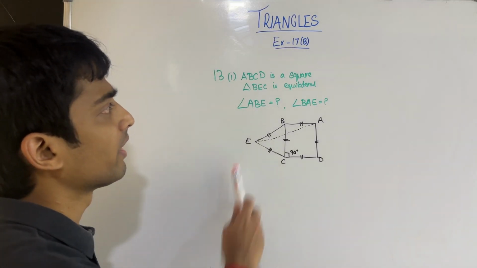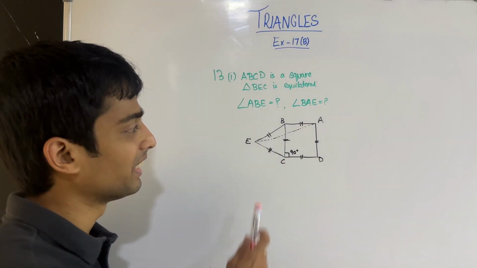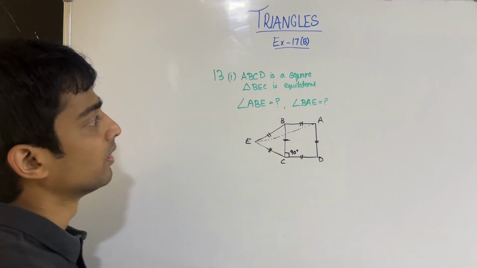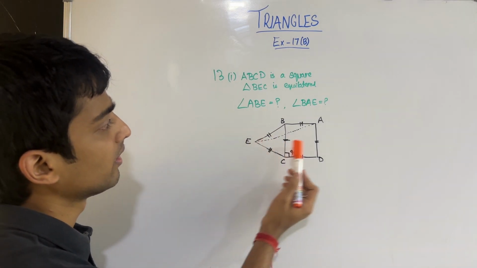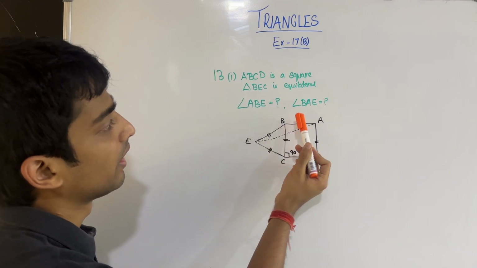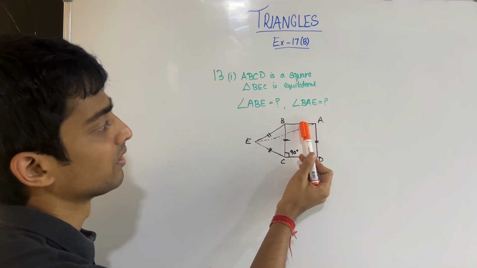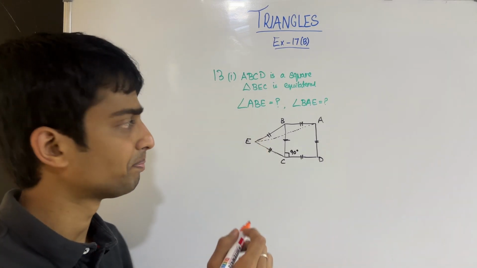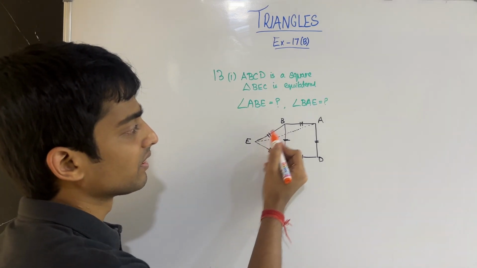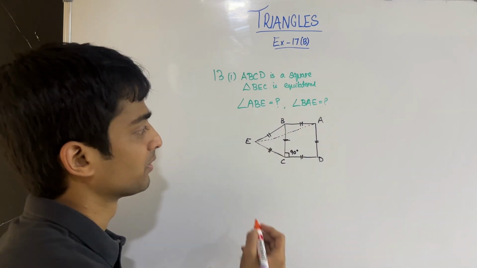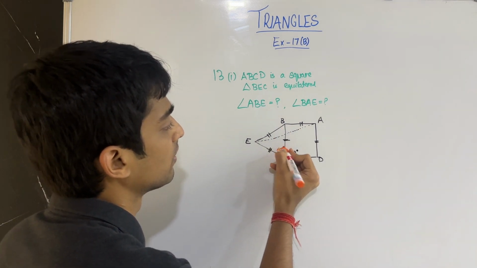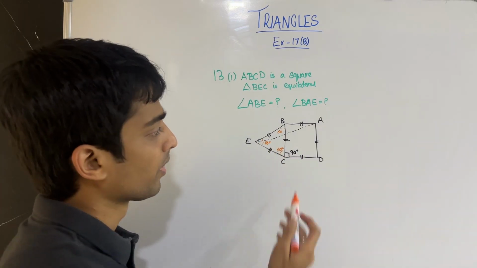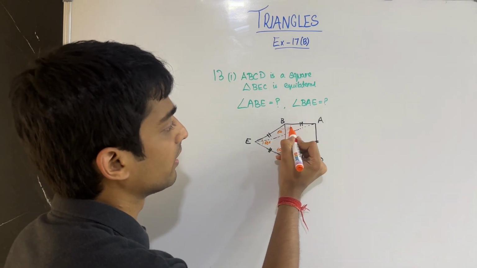13th sum, we have a diagram. BCE is an equilateral triangle and ABCD is a square, so all the sides are equal. We have to find angle ABE, this angle, and angle BAE, this angle. First, let's find ABE. Since this is an equilateral triangle, all angles are 60 degrees. So we can just write 60 degrees here, 60, 60 and 60.